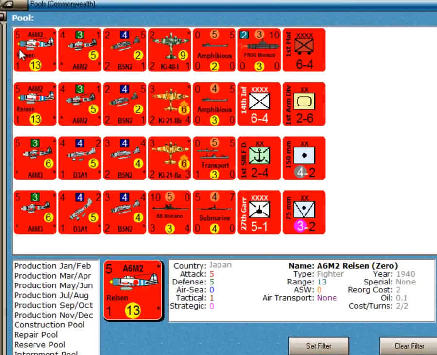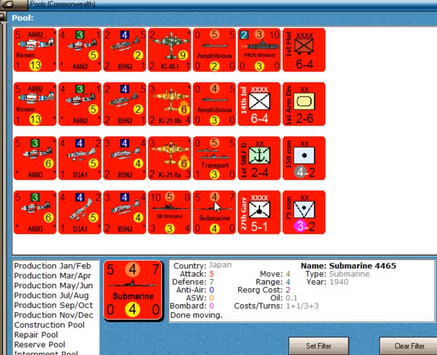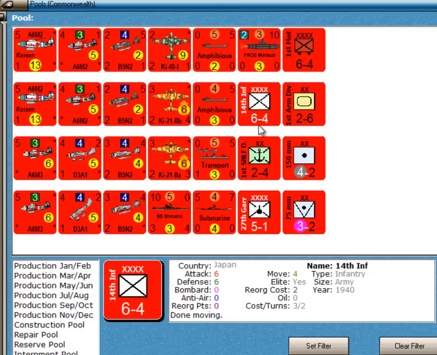So come January, February 1940, Japan will receive a number of air units added to their force pool. They don't arrive on the map unless Japan builds them. They'll have a few more naval units, mostly amphibious and transports, and they will also get a handful of infantry units. Most important is probably this Marine unit.